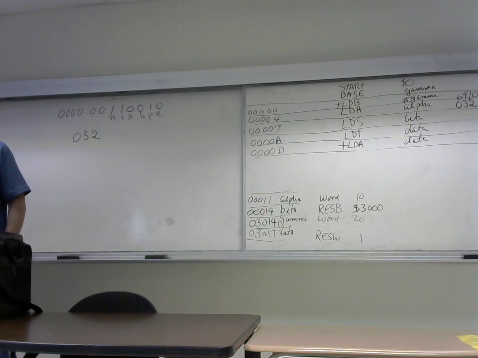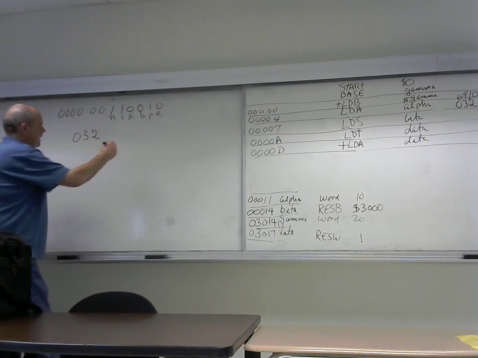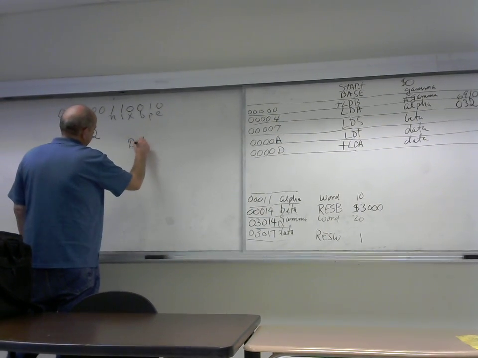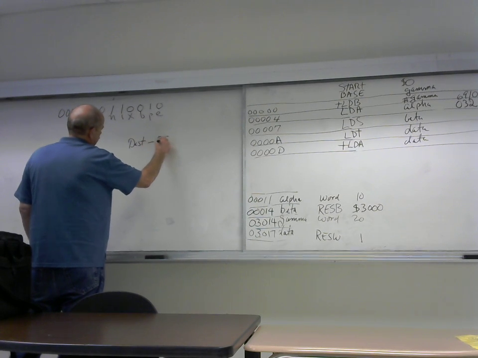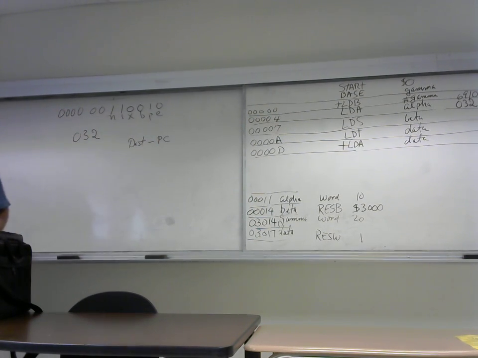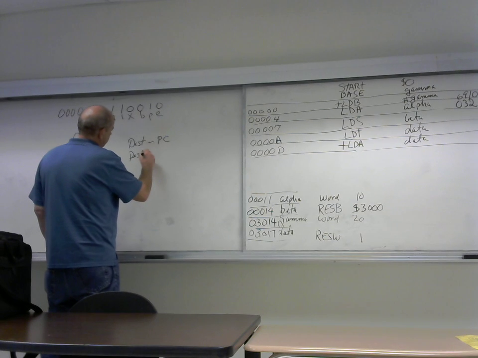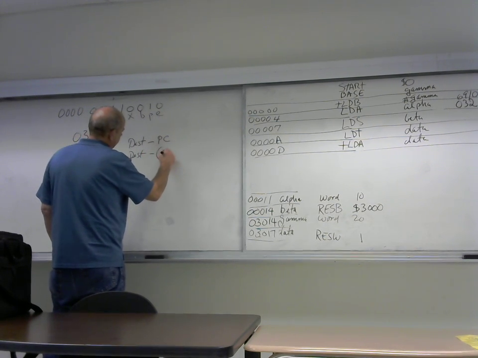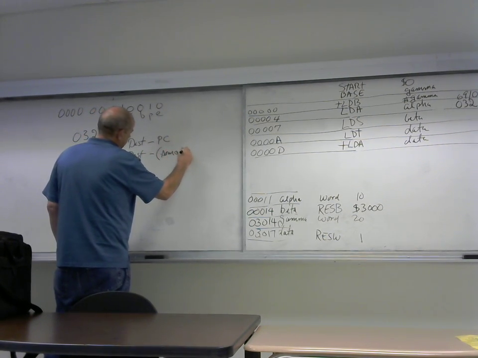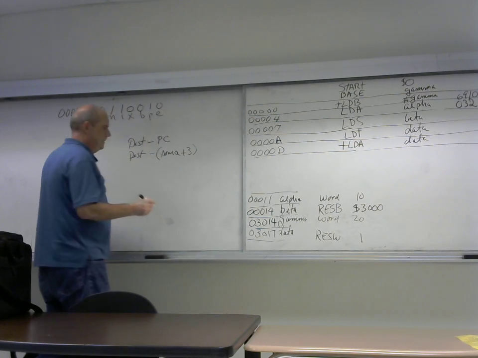What's the formula? Destination minus PC, the program counter. All right, we don't have the program counter at assembly time. That's a runtime thing. We do have the address of the location counter. So it's destination minus source plus 3. Yes. What's the destination?